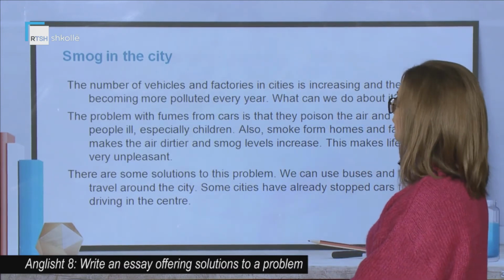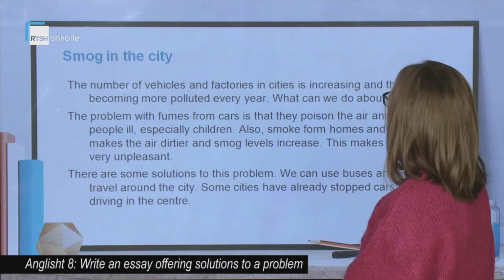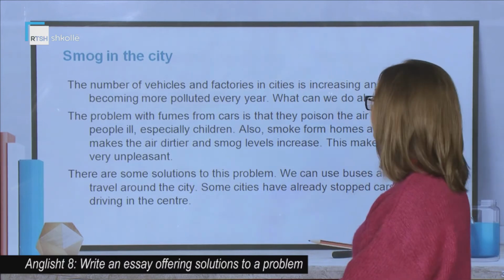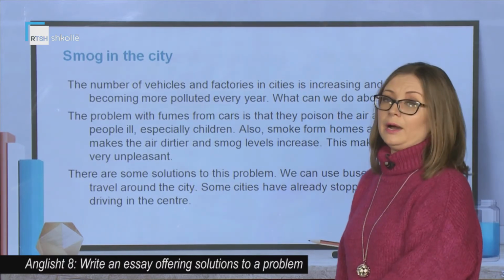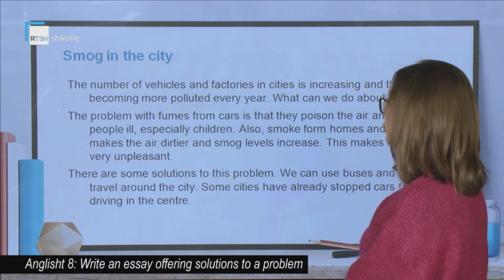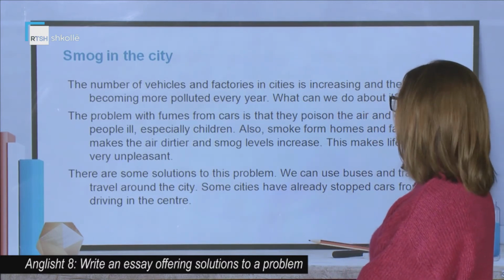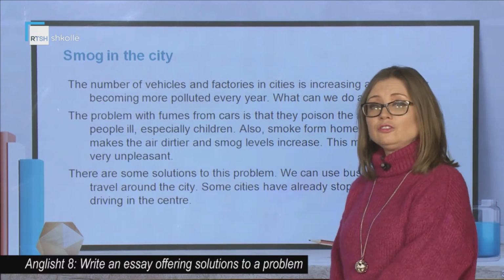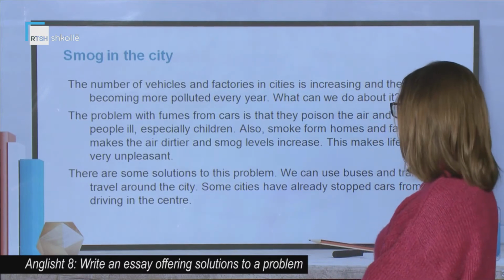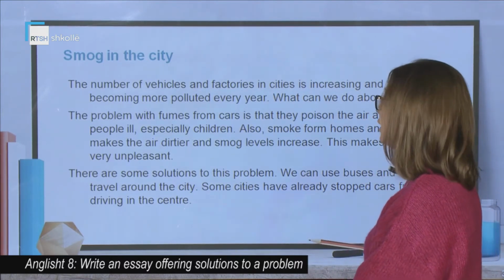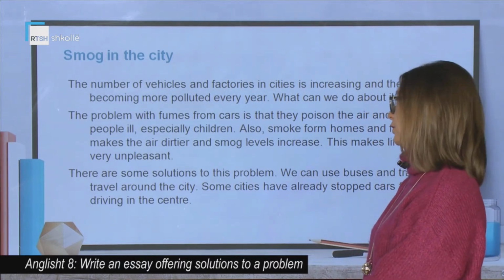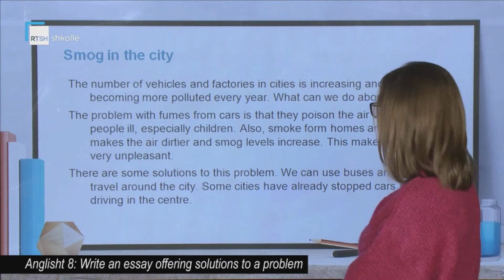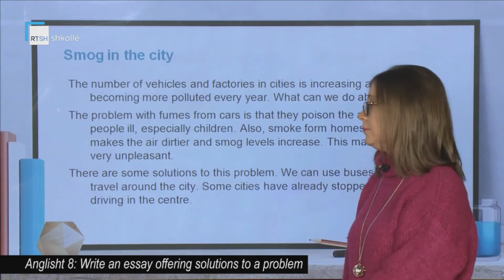The number of vehicles and factories in cities is increasing, and the air is becoming more polluted every year. What can we do about it? The problem with fumes from cars is that they poison the air and can make people ill, especially children. Also, smoke from houses and factories makes the air dirtier and smoke levels increase. This makes life in cities very unpleasant.